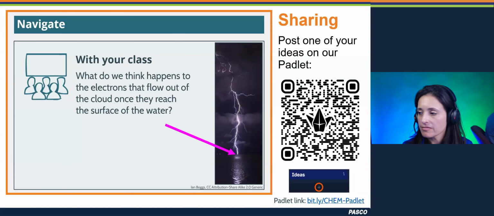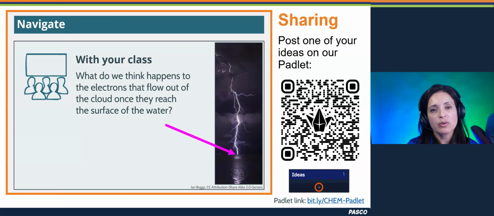What do you think? Okay, I'm seeing some people type in. They spread out across the surface. Maybe they move into the water. Oh, that's great. Lots of question marks. Question marks are important because we always recognize that we're continuing to develop our knowledge and we're not sure. We want to indicate that with a question mark. We're not sure.